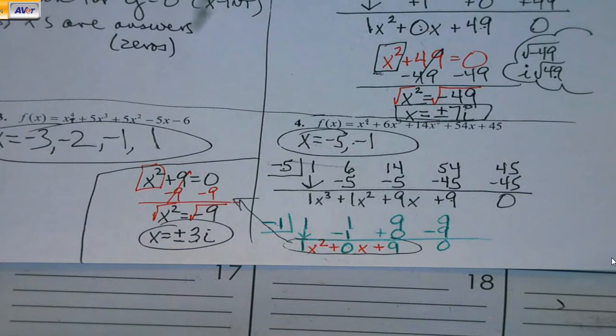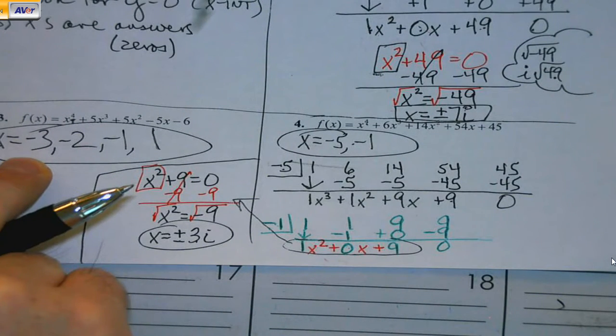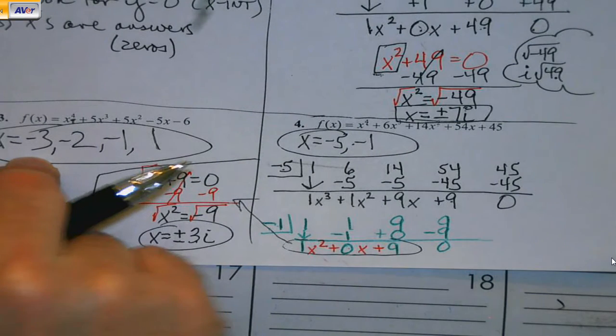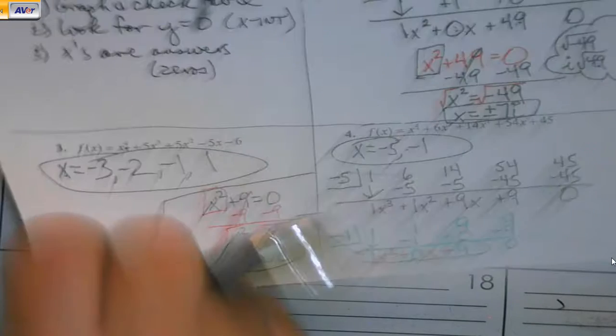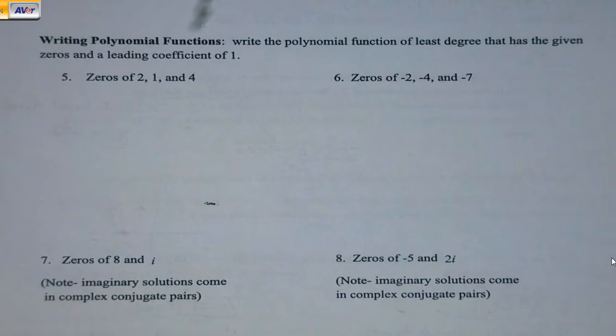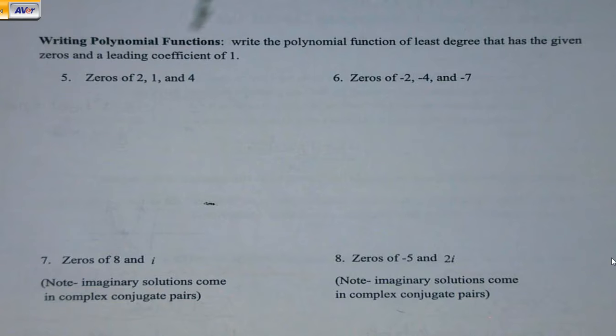Now, there is one more thing we're going to take a peek at, which we're going to see more of tomorrow. And that is, and we've done this a lot in here, we tend to do something and then we tend to undo it, or be able to do it start to finish and then go backwards. That's what we're going to be doing on the back here. So writing a polynomial function. Write the polynomial function of least degree that has the given zeros and a leading coefficient of 1. So what we're going to do is, they're giving us the answers, we're going to turn it back into the original problem.